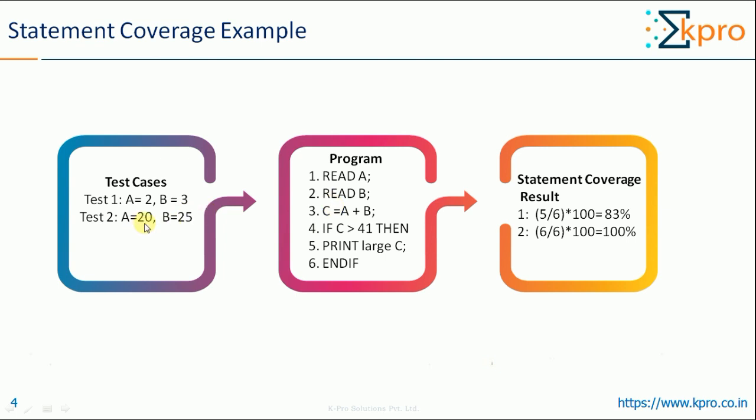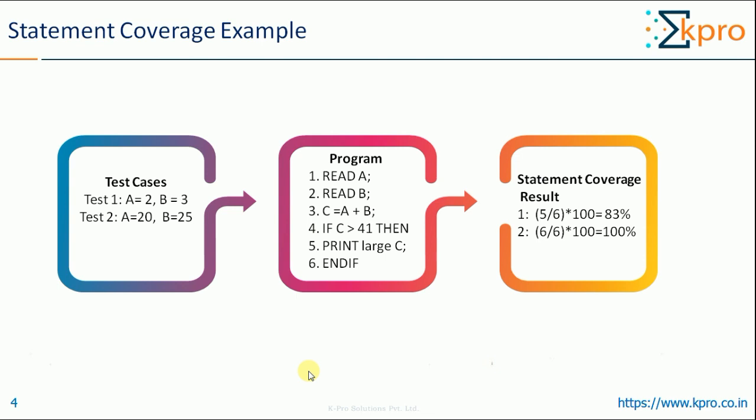Consider second test case. In this case, first, second, third and fourth statements are executed. In fourth statement, A plus B, that is 45, is greater than 41, so fifth also gets executed. Finally, program ends at 6th statement. Hence, statement coverage for second test case is 100%.